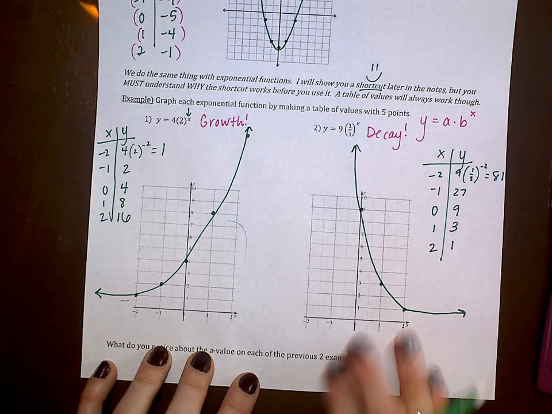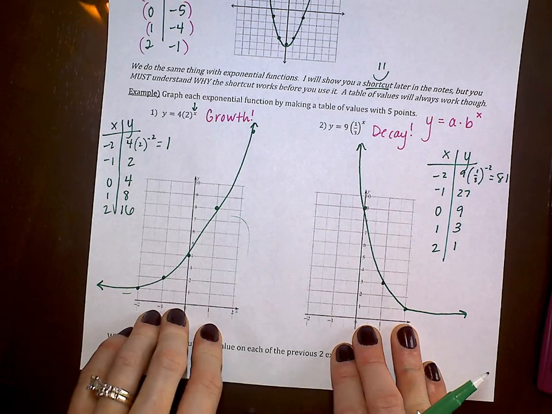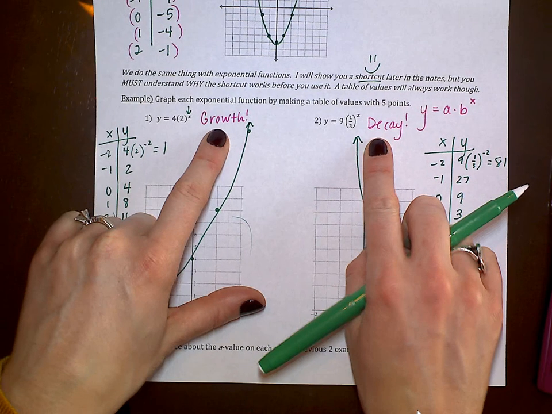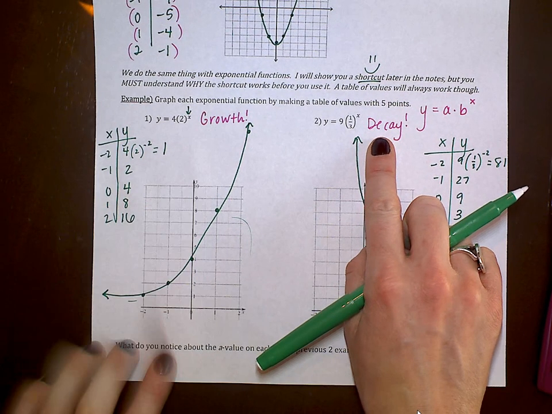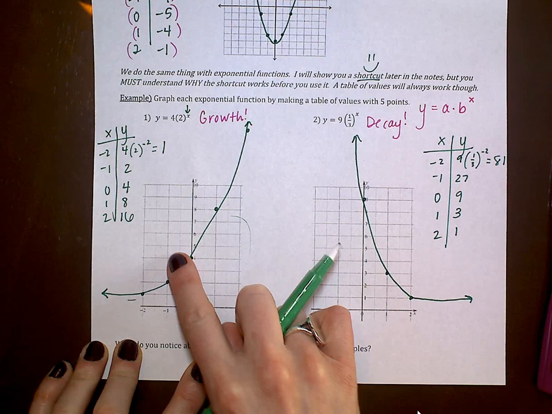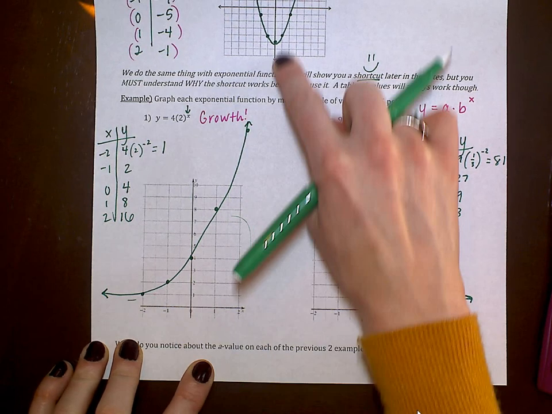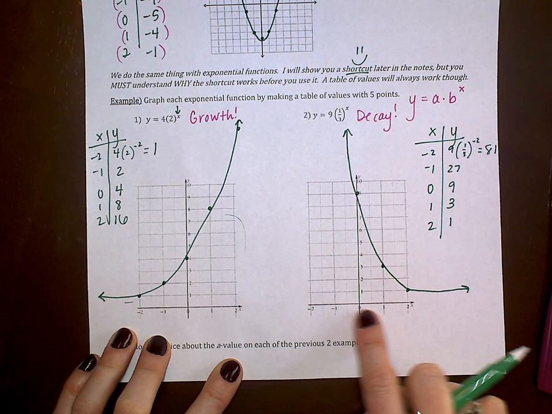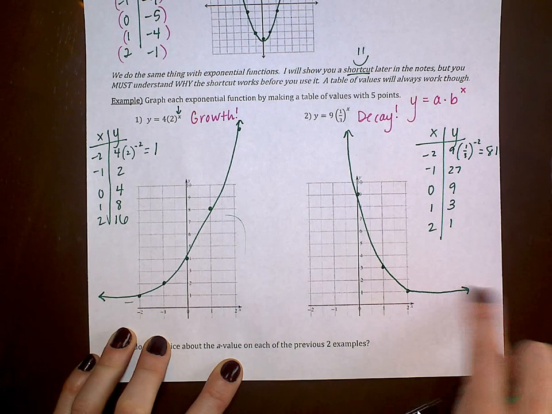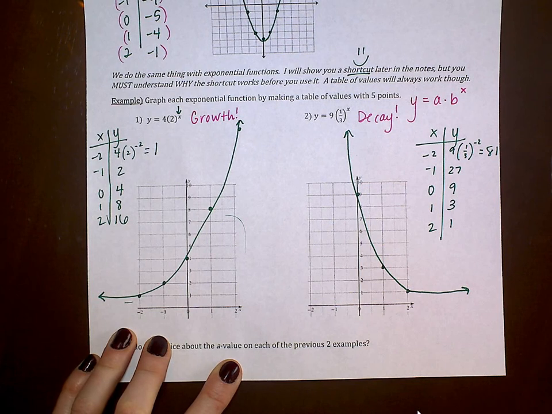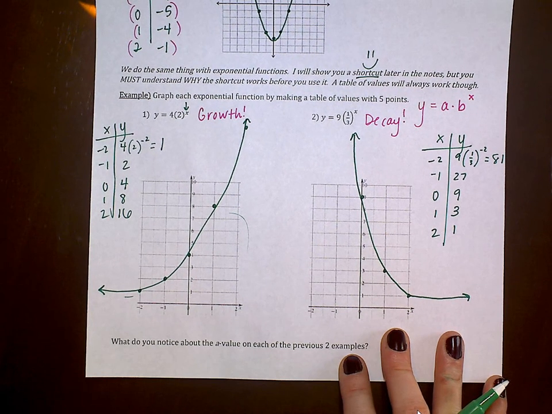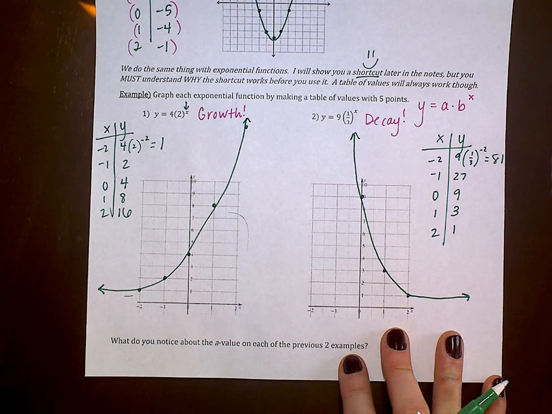So notice they look the same, they just go in different directions. And that makes sense because we already analyzed that the first one was growth and the second one was decay. So this one, as x is getting bigger, the function is getting bigger as well. It's growing. This one, as x is getting bigger, it's getting smaller. Hence why it's decay. All right, let's look a little bit closer here. There is a pattern going on.